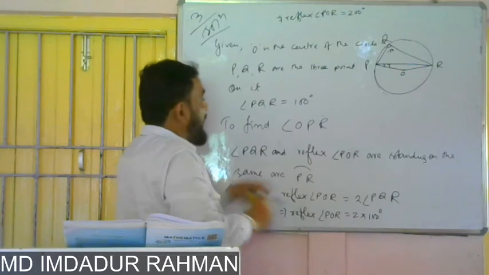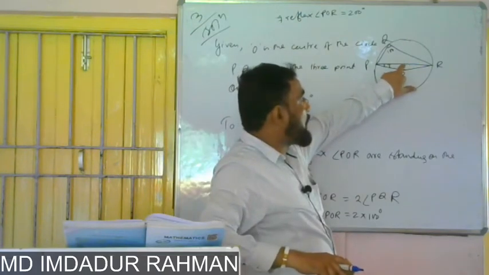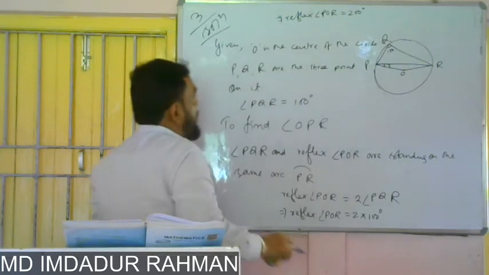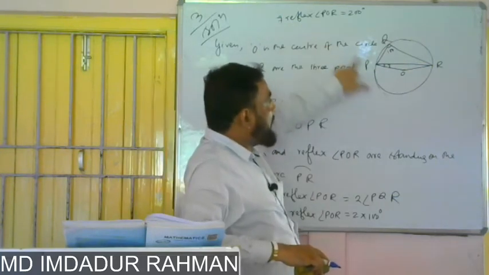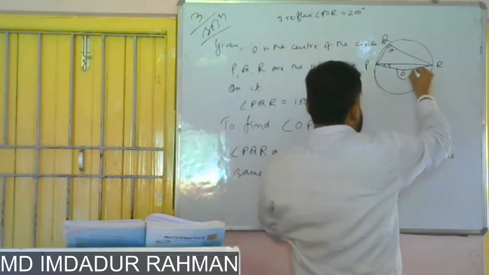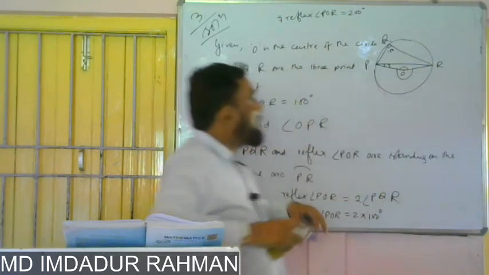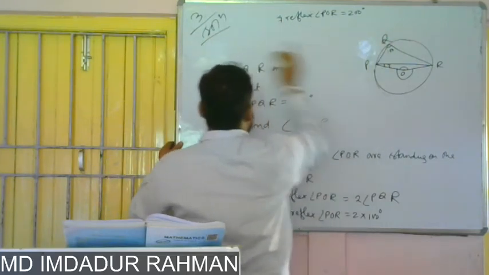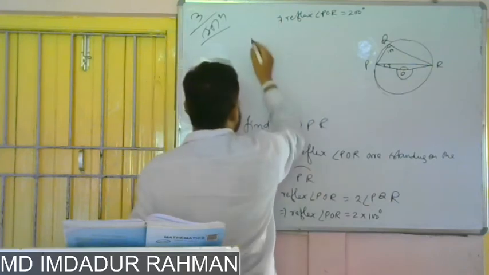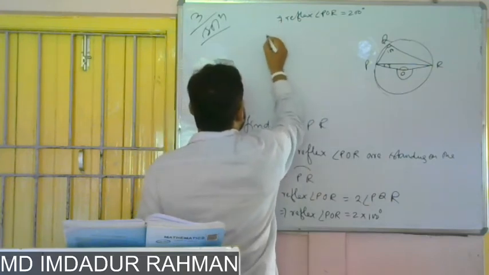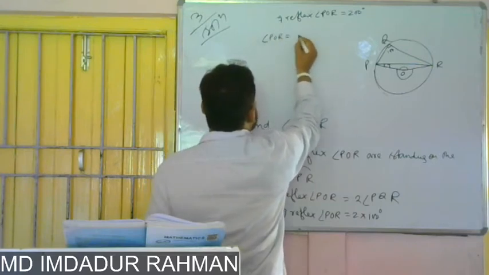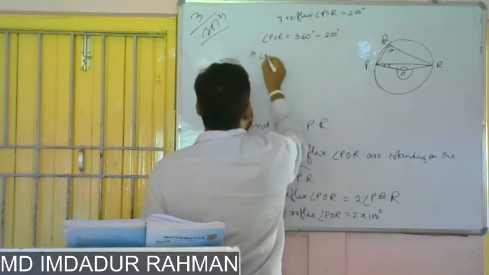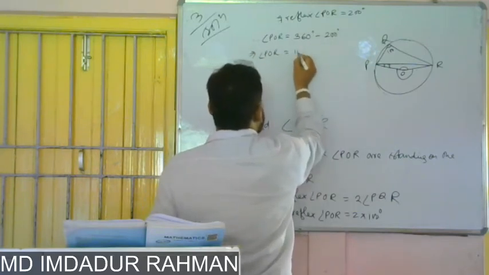Okay, as we have to find out OPR, so we will consider the triangle OPR. So we got reflex angle POR, that is this angle, and we need this angle. So if the reflex of any angle is found out, then the measure of this angle easily can be found out. Therefore angle POR is equal to 360 degree minus 200 degree, implies angle POR is equal to 160 degree.